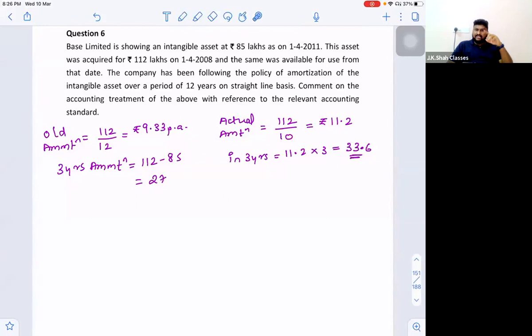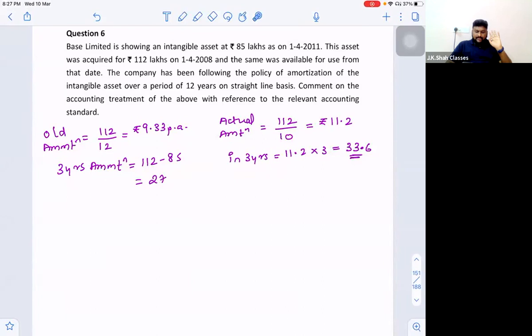Means you have to adjust those amounts of amortization in the current year because you cannot go back and change. So what is to be changed and how much is to be changed? Sir, for that please have a look at the question. How much is the old amortization? 112 cost divided by 12 years life. So 9.33 per annum.